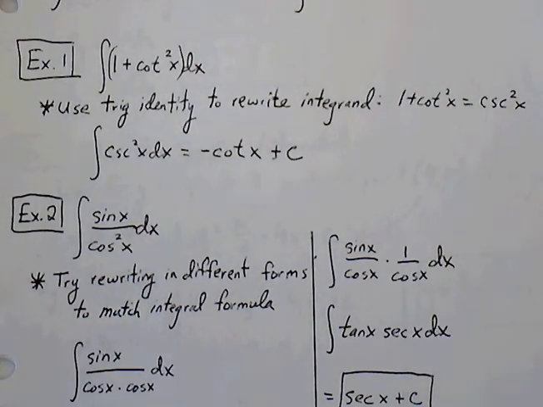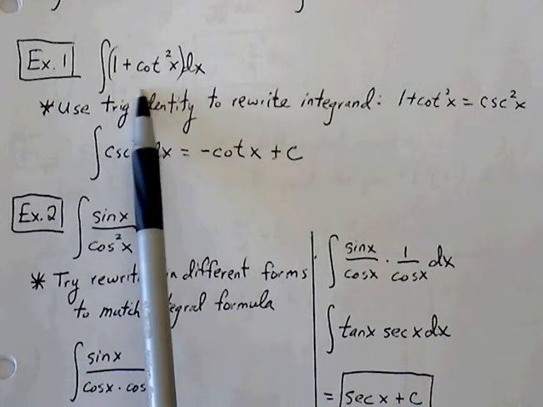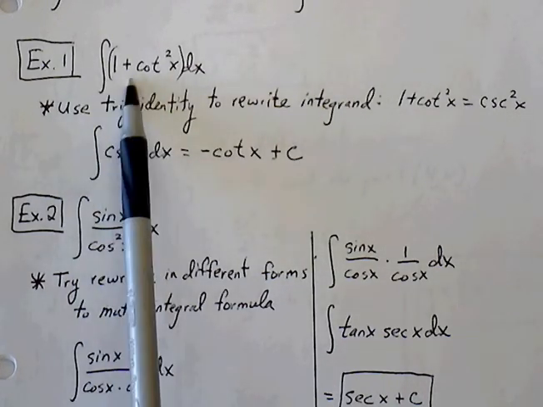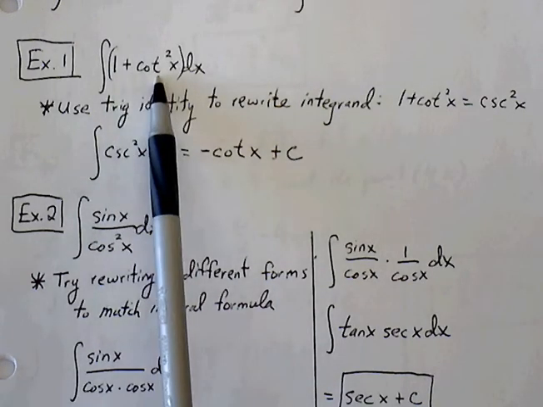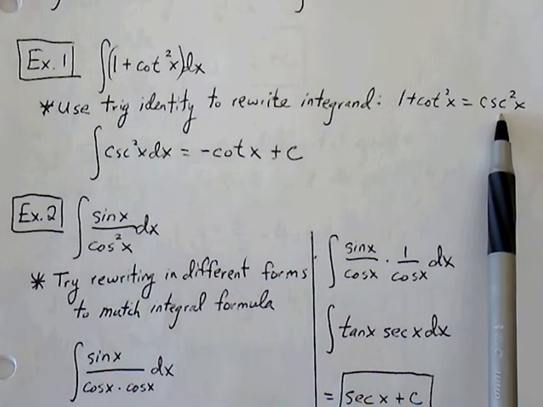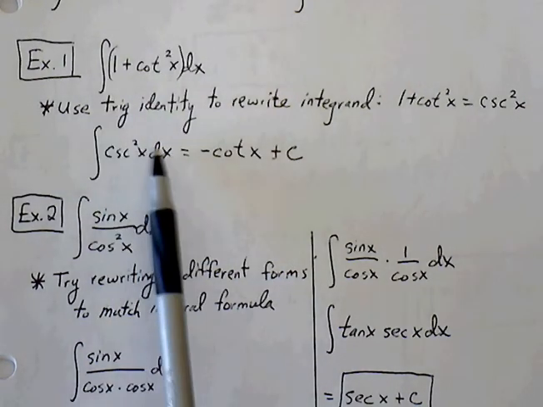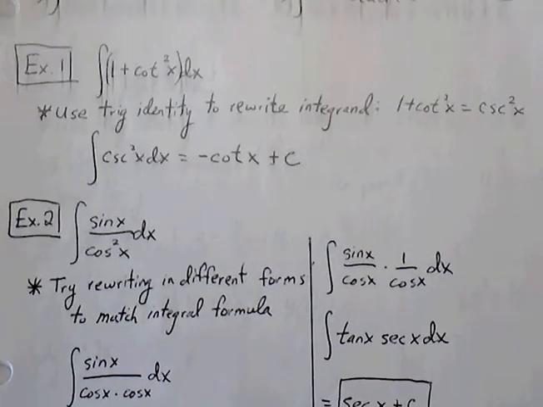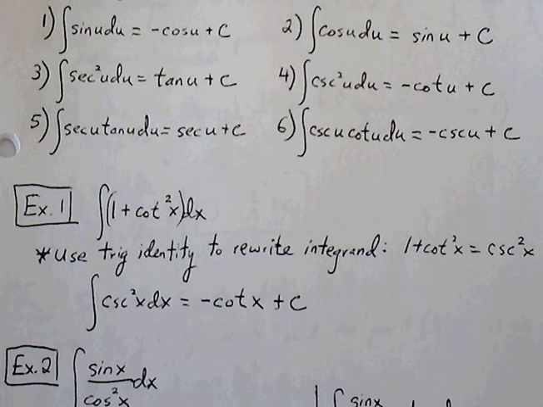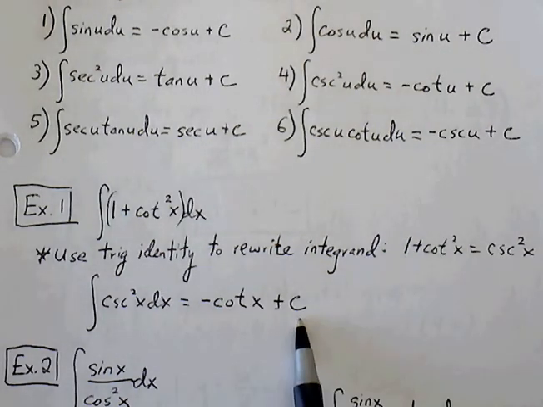So we have, we don't have specific rules for cotangent squared x, but we can use trig identities to rewrite our integrand. So 1 plus cotangent squared can be rewritten as cosecant squared x. And once we replace 1 plus cotangent squared x with cosecant squared x, now we have a specific rule for cosecant squared x, which is simply negative cotangent of x plus c.